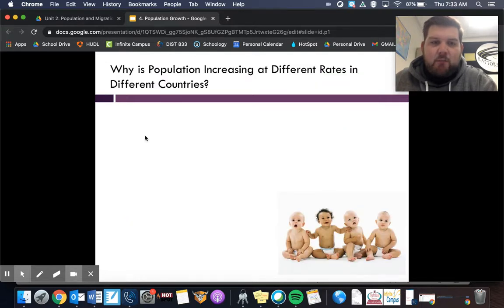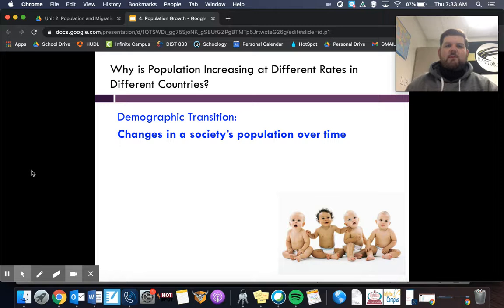Why is population increasing at different rates in different countries? That's what we're going to look at next. Why does population increase differently in different places? Well, we've got what's called demographic transition, and that is the changes in a society's population over time. That's what we want to look at. We want to look at why a society's population changes over time.